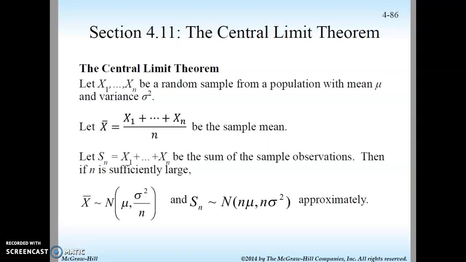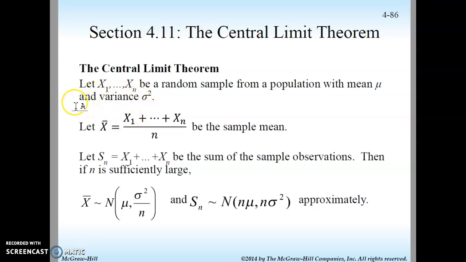To keep it simple with this section, we're just going to study the central limit theorem in these two different forms. We're going to study how it applies to X bar, the sample mean, and how it applies to the sum of observations. So really, this is the reading of the theorem.